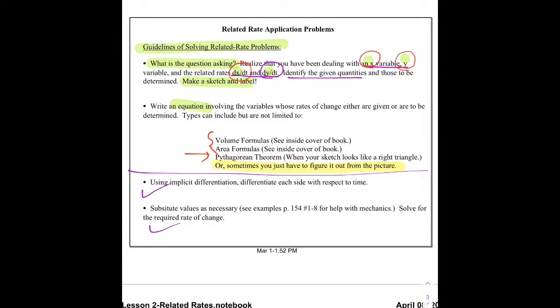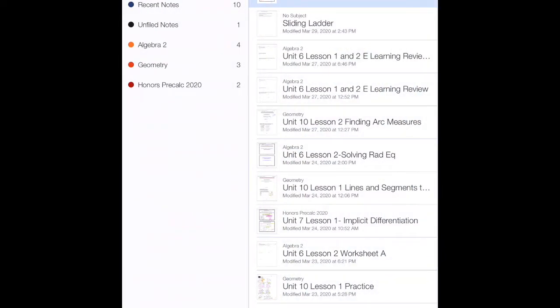All right, let's begin. I went ahead and opened up a new note because we have a lot to write for this first sliding ladder problem. I know there are some other slides in your notes. We're going to skip those and just go straight to how we do the problems. All right, sliding ladder problem. A 30-foot ladder is leaning against a house. The base of the ladder is pulled away from the house at a rate of 1.5 feet per second. How fast is the top of the ladder moving down the wall?